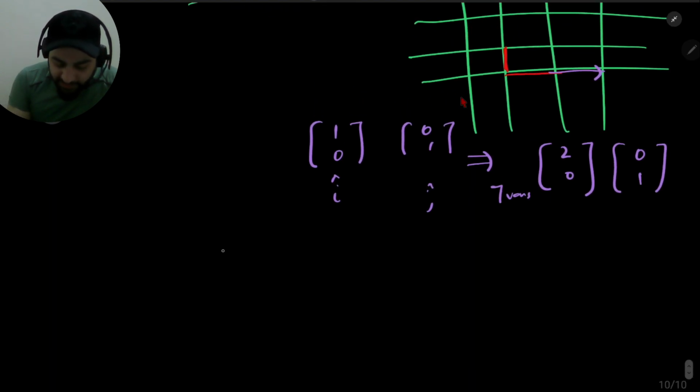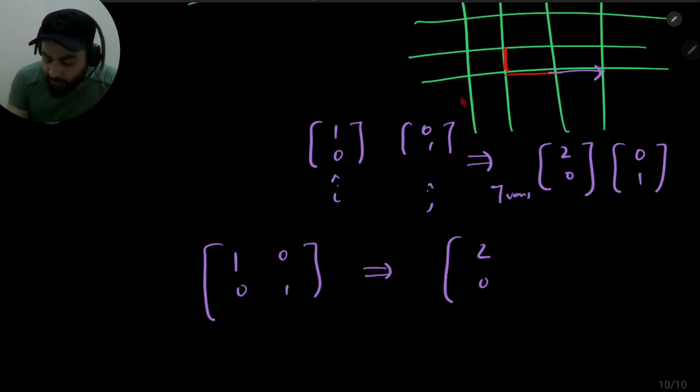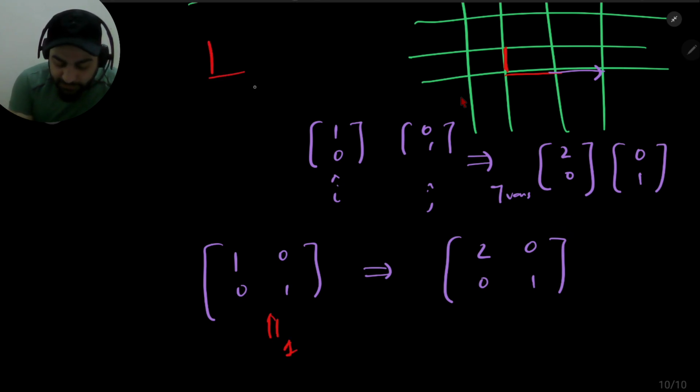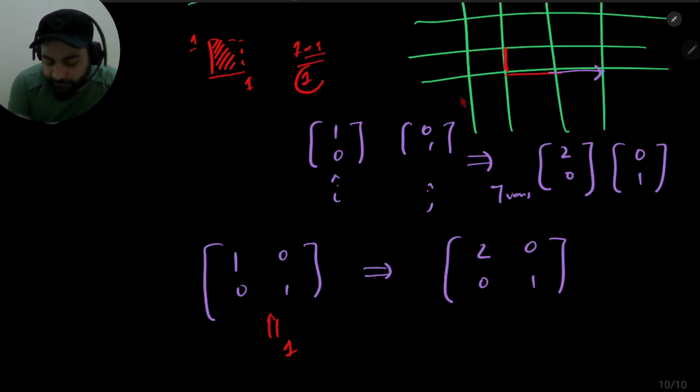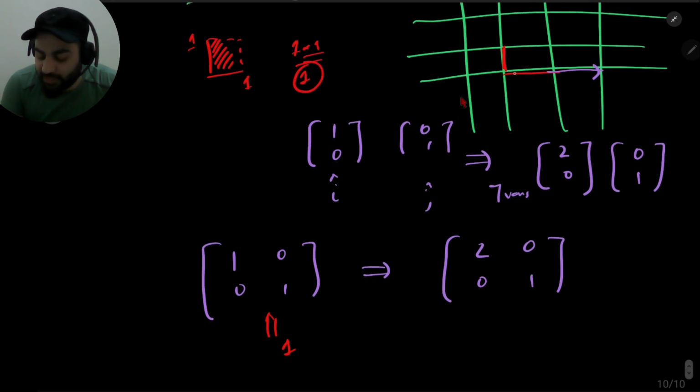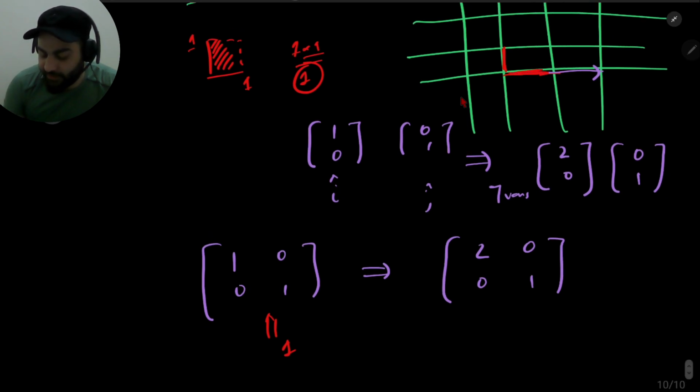So you know that initially the matrix was 1 0 0 1. After transformation, our matrix became 2 0 0 1. Now you know that the area initially was 1. This is the area, 1 and 1, so this can be considered a square. 1 multiplied by 1, the area was 1. Afterwards, I just did a transformation and this i cap got stretched. So now the area became 2, because now this is the area. This is the determinant.